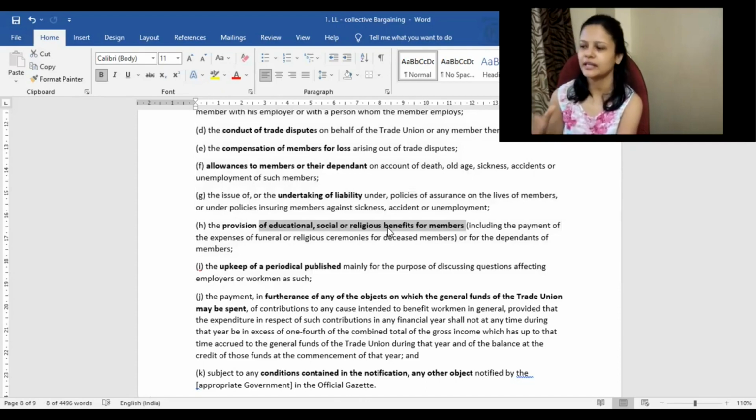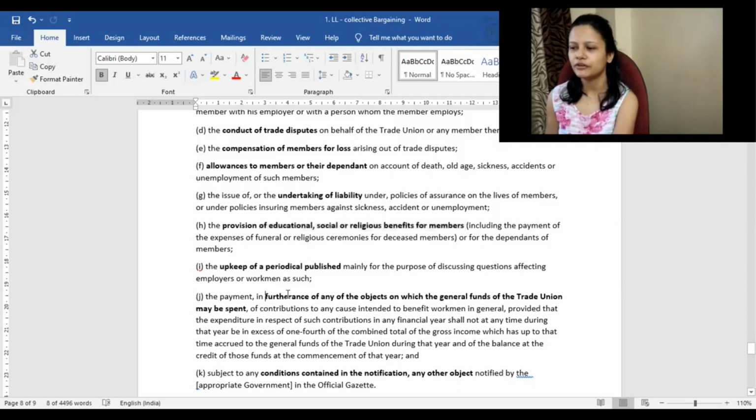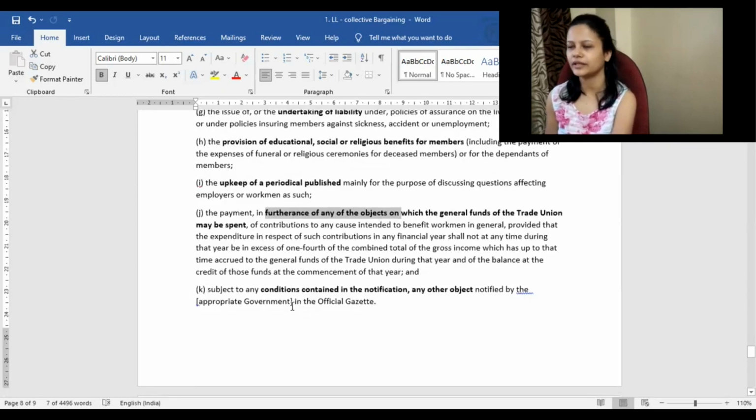If a community hall is being set up, which will be available maybe for free or for a very minimum cost to workers who want to organize something, for that purpose also general funds may be used. Okay, so for furtherance of any of those objectives for which the general fund may be utilized, we can again use the general fund only, and accordingly the thing can be done, whatever is needed.